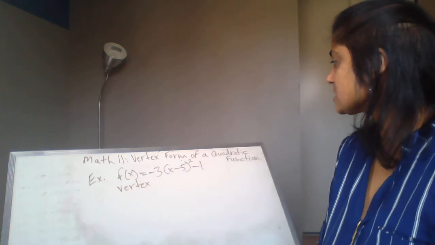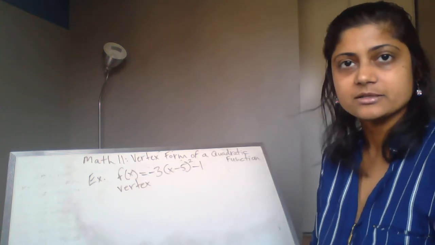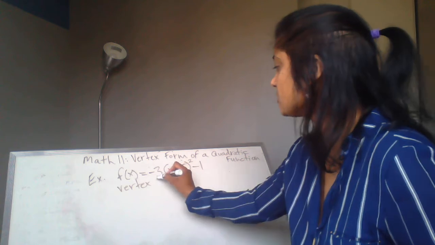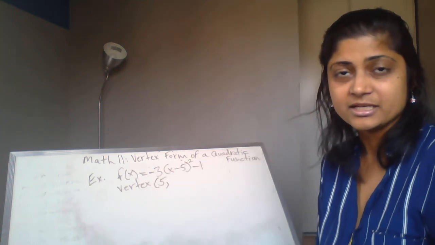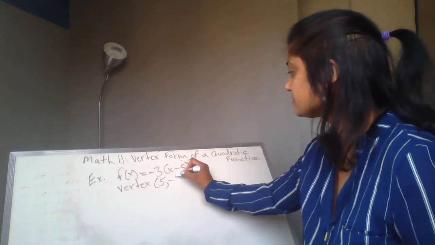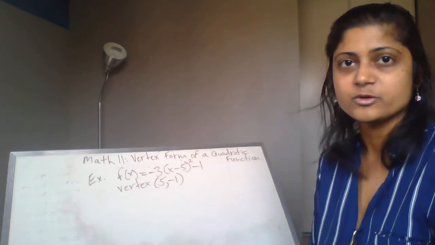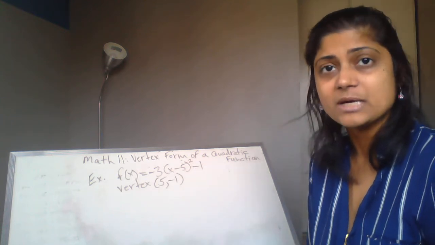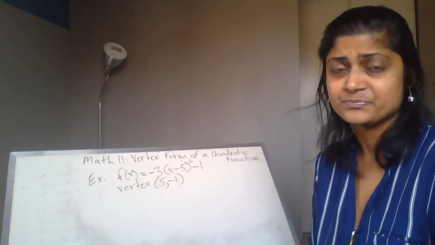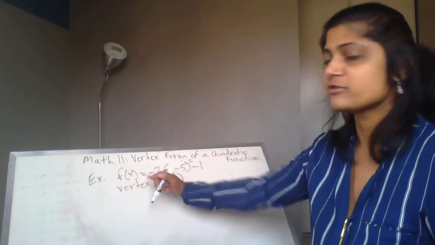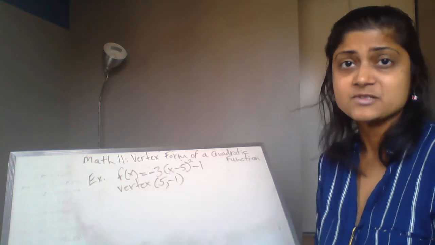You're just going to change the sign again. Inside the brackets, it's negative 5. I'm going to change that to positive 5. And outside the brackets, I have negative 1. This is the y point of the vertex. So again, for the y point, make sure you are not changing the sign. I'm just keeping this the same.